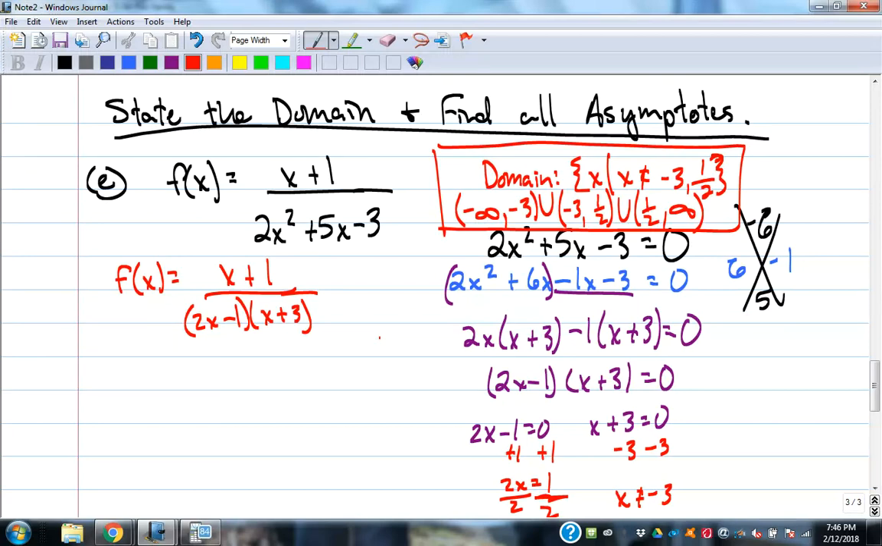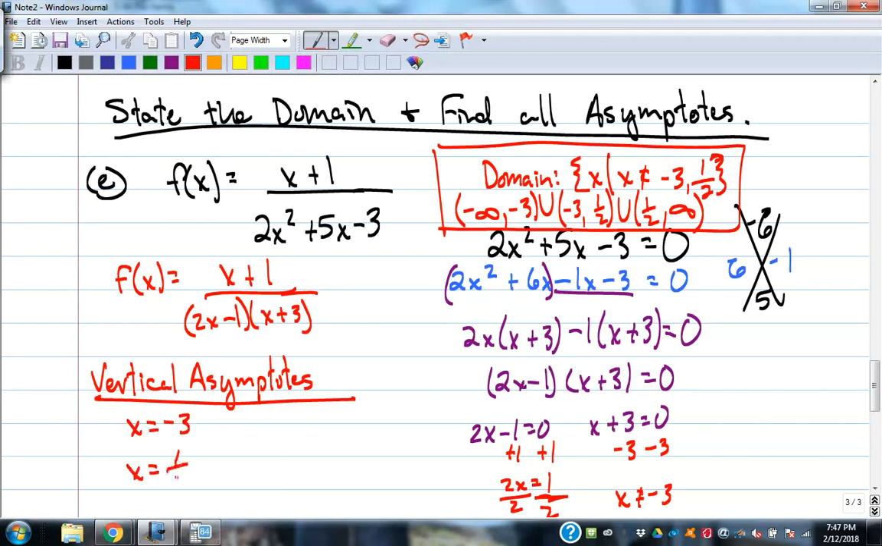No. Okay. If nothing cancels, then your vertical asymptotes are at the same values that x cannot be in your domain. So we got two vertical asymptotes with this one. It's at x equals -3 and x equals 1/2. Okay? If nothing cancels, it's exactly the same as your domain. X equals -3, x equals 1/2. Two vertical asymptotes for this one.